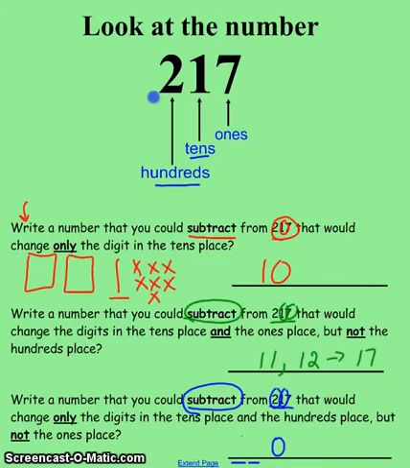We could take away 110, or we could take away 210, and both of those answers would be correct, so that we are changing only the digits in the tens place and hundreds place. Hopefully this explanation is helpful to you and your child.